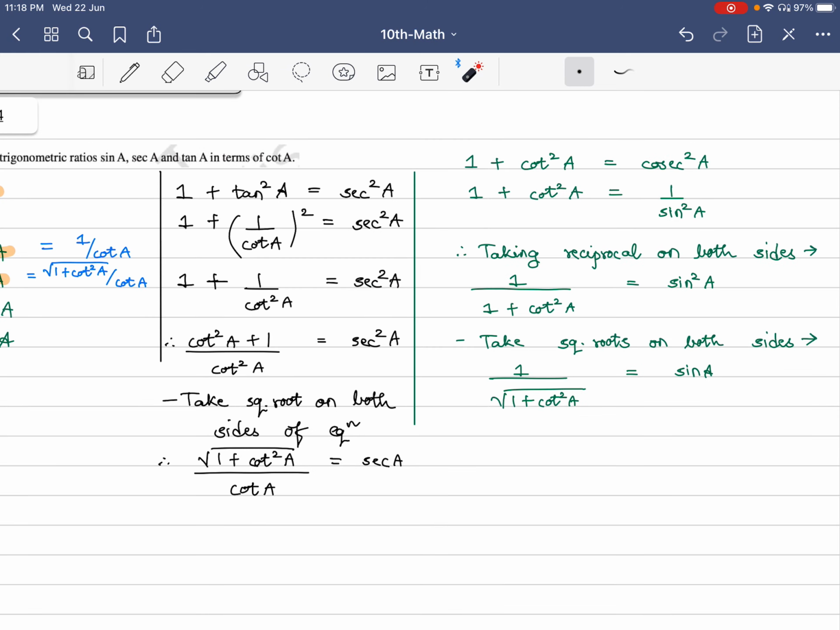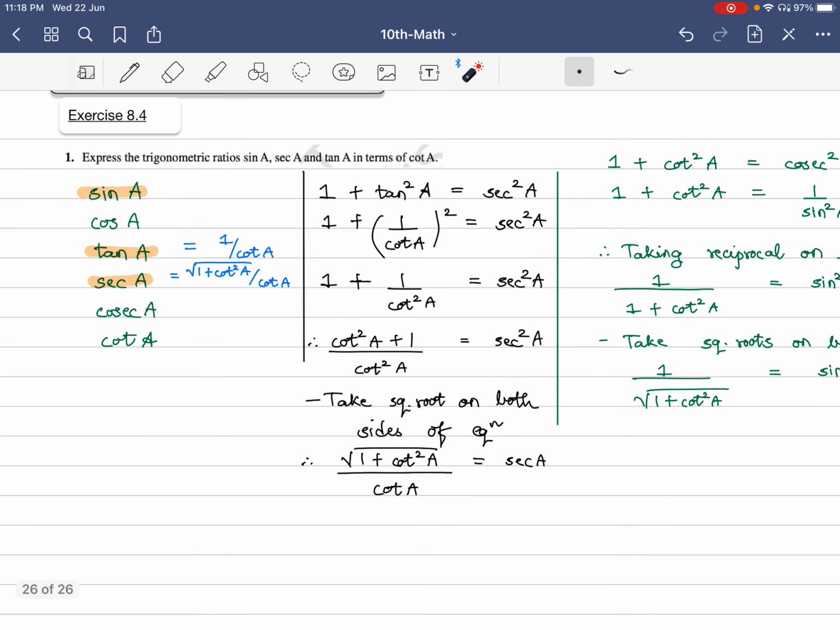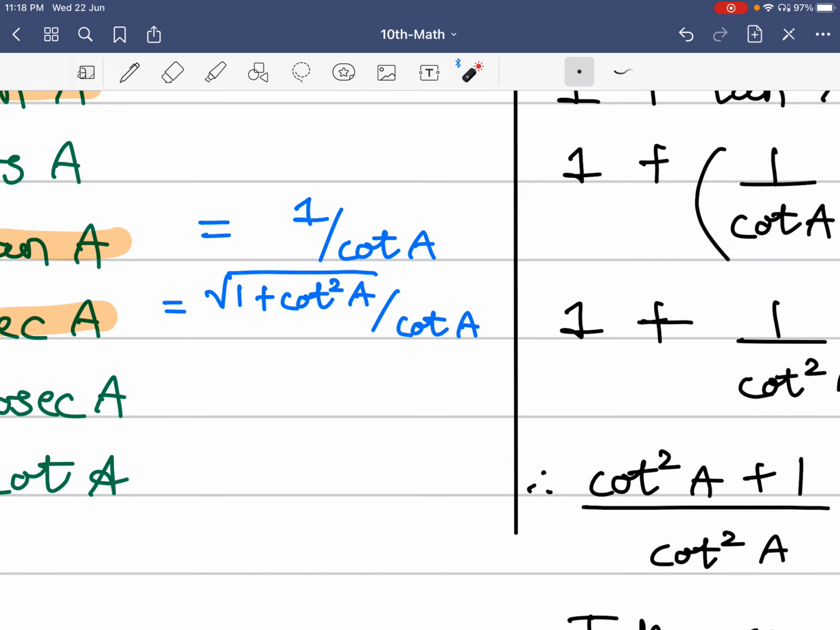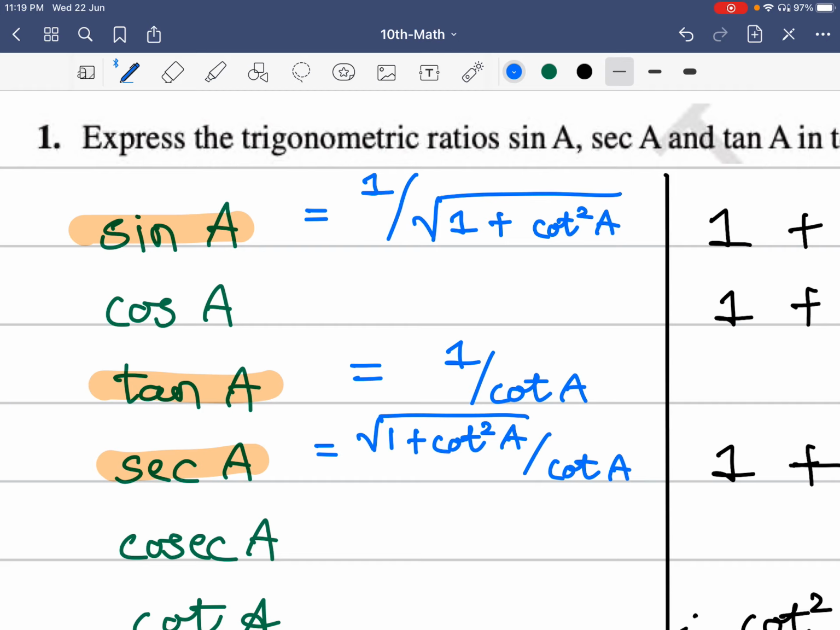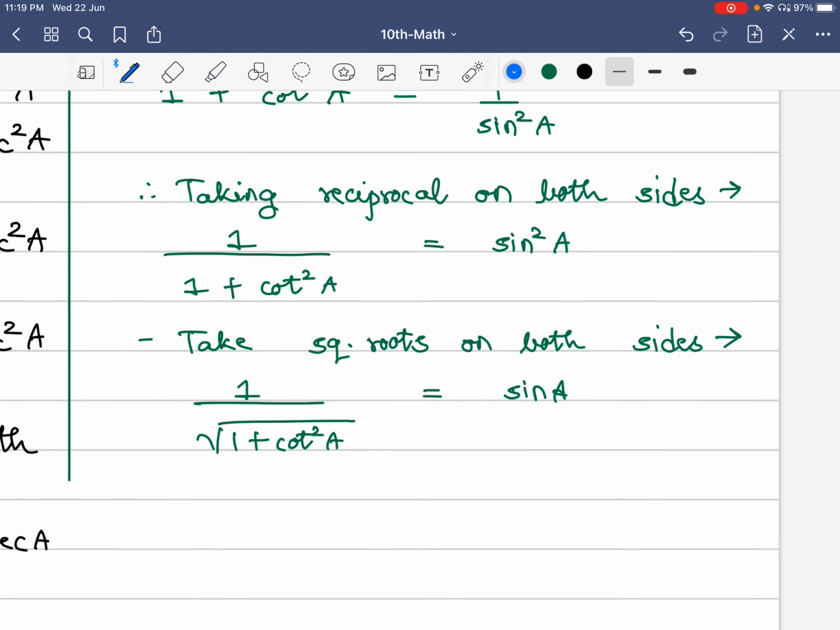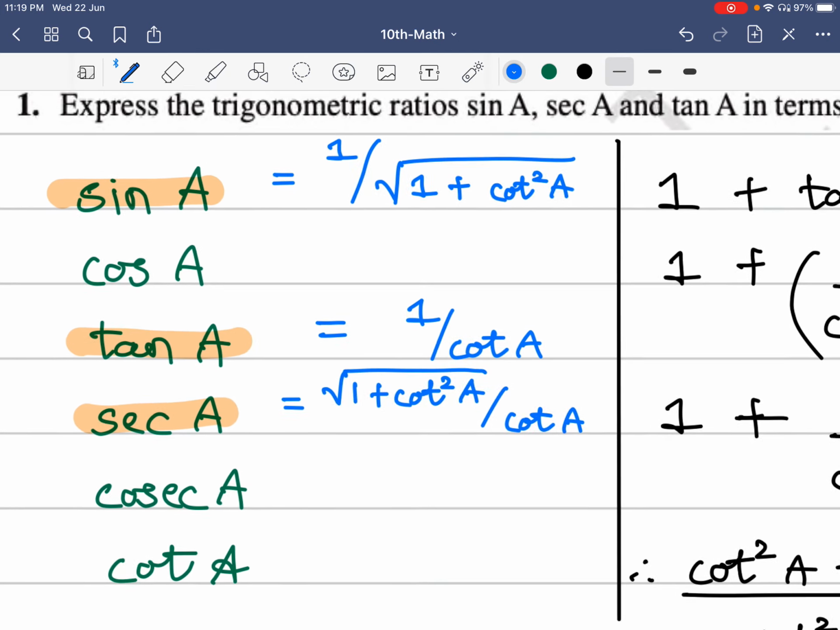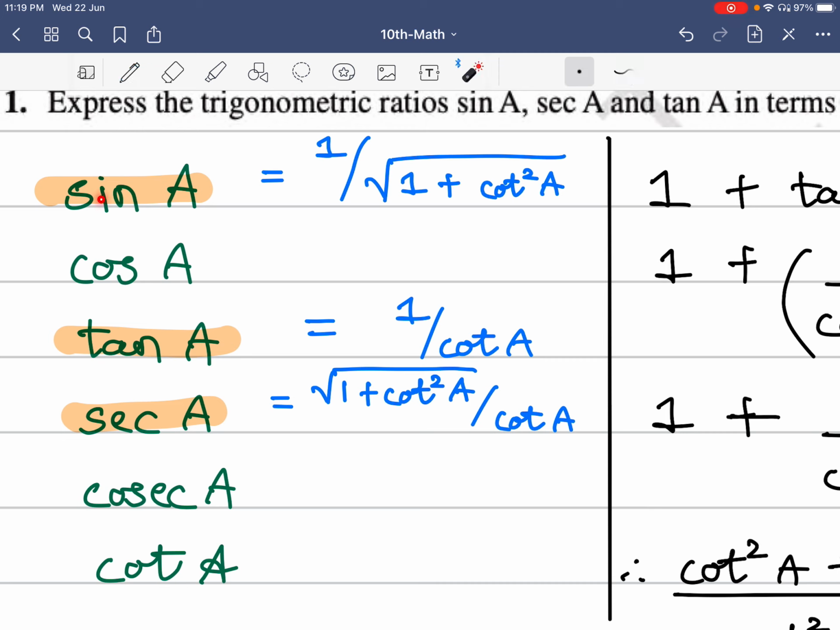So, I want to take this value here. It's 1 upon under root of 1 plus cot square A. So, let's again zoom in. So, this is equal to 1 upon under root of 1 plus cot square A. Okay. So, thus we have successfully expressed these three trigonometric ratios which were highlighted only in terms of cot A.